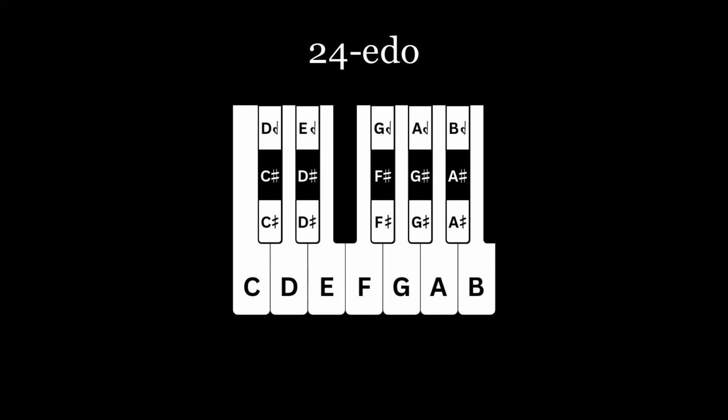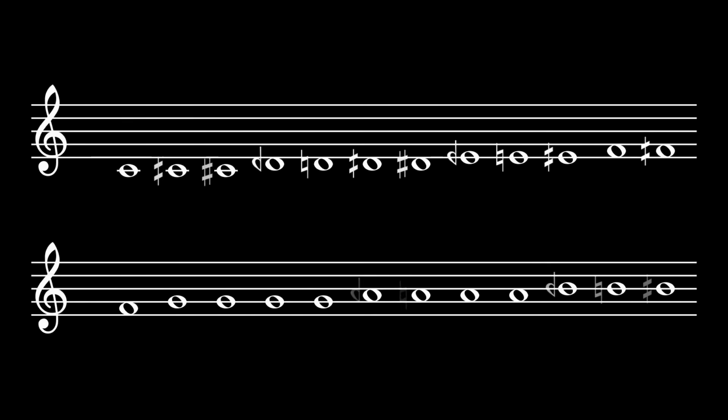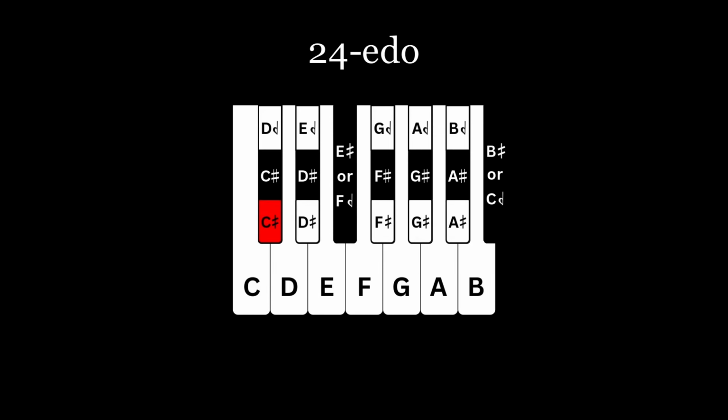However, in order to maintain consistency with the spacings between the other notes in this system, E sharp is now E half sharp or F half flat, and B sharp is now B half sharp or C half flat. So an ascending chromatic scale can then be notated as such. An interesting aspect about 24-edo is that C half sharp is actually enharmonically equivalent to D flat and a half.